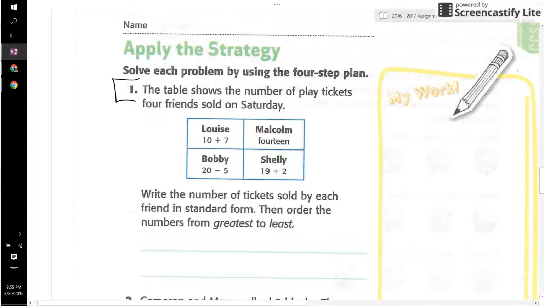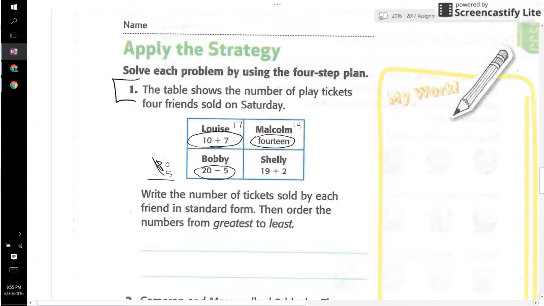It shows the number of play tickets for friends sold on Saturday. So Louise sold 10 plus 7, which I know equals 17. Malcolm sold 14, which I know is actually 14. Bobby sold 20 minus 5. Well, 20 minus 5. 0 can't be taken away from 5.